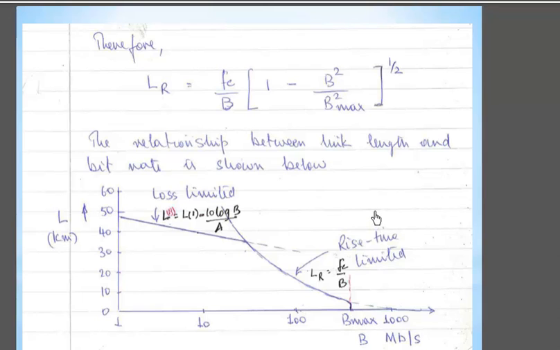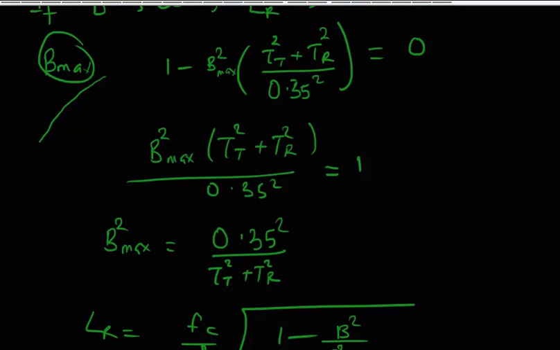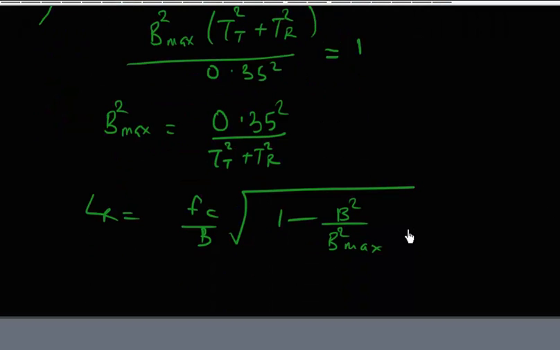Just know that this part is 1 over B max, B max square, that's it. And then square root, I can write half on top instead of square root, right? Instead of writing this square root here, I can say everything to the power half. The same thing.